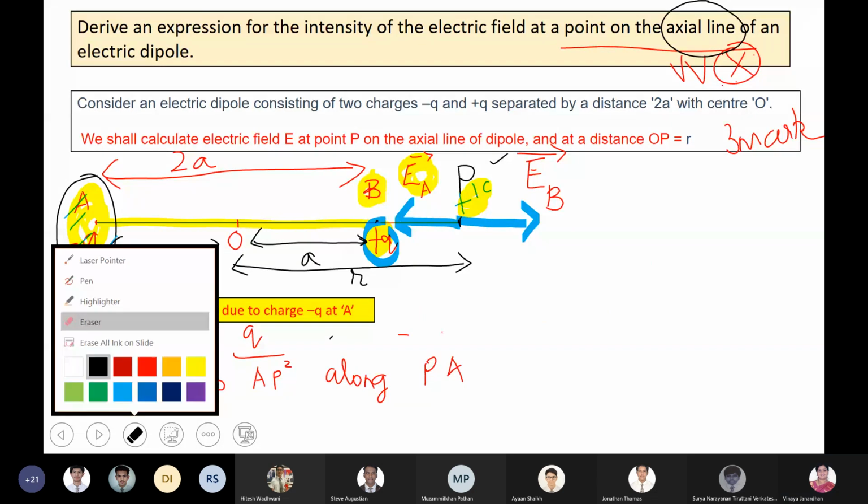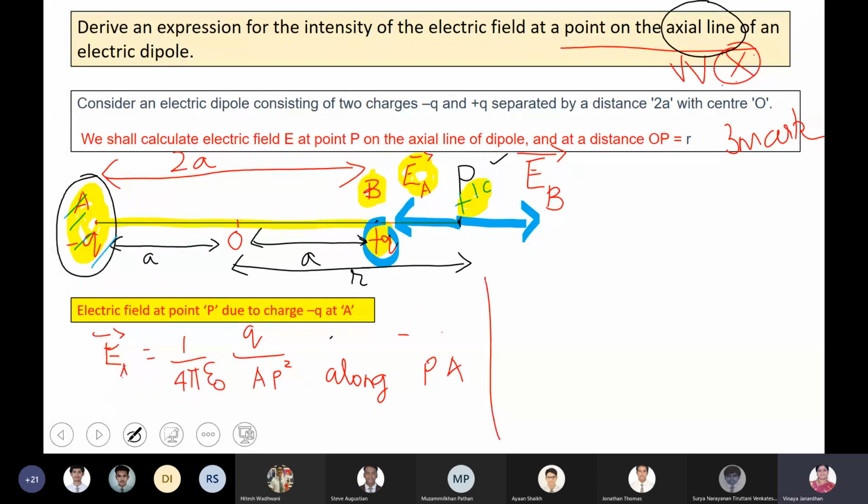Okay. Can someone tell me what is AP? What is the value of AP? Okay. So it is from A to P. Can you check your diagram, boys? So from A to P, it is from O to P, it is R, then P to O, O to A is A, so it will be AP. Look at the distance AP, it will be A plus R plus A, the whole square.